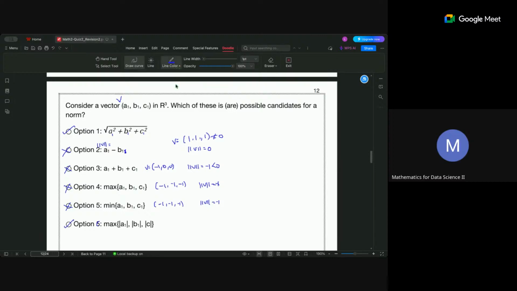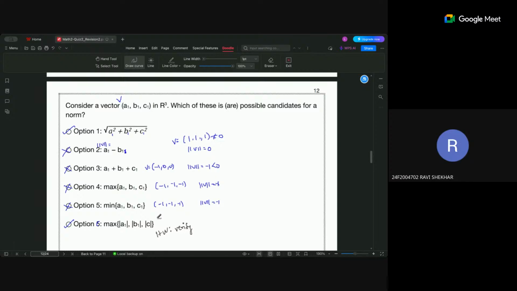Ma'am, in the last option, if you take the previous example -1, -1, -1, then it will give us only 1. The maximum value of the entire set is 1. Yes, so your norm is 1. But when we are going to find out the norm of V, then it will give us root 3.